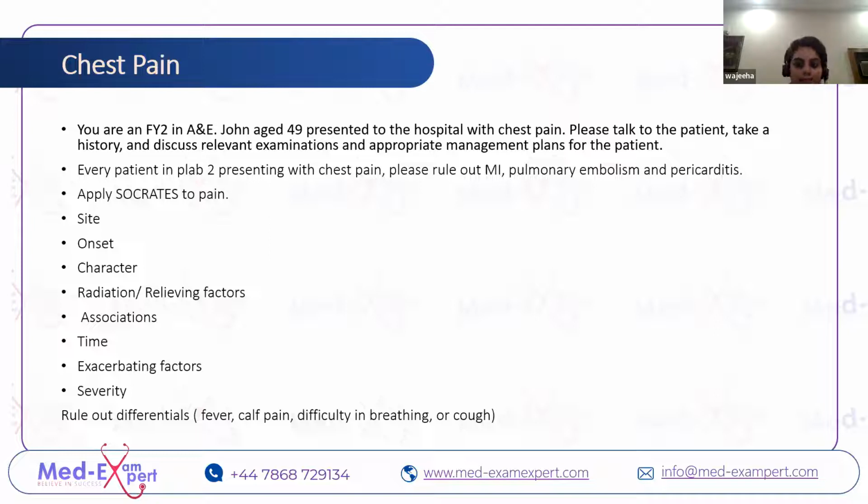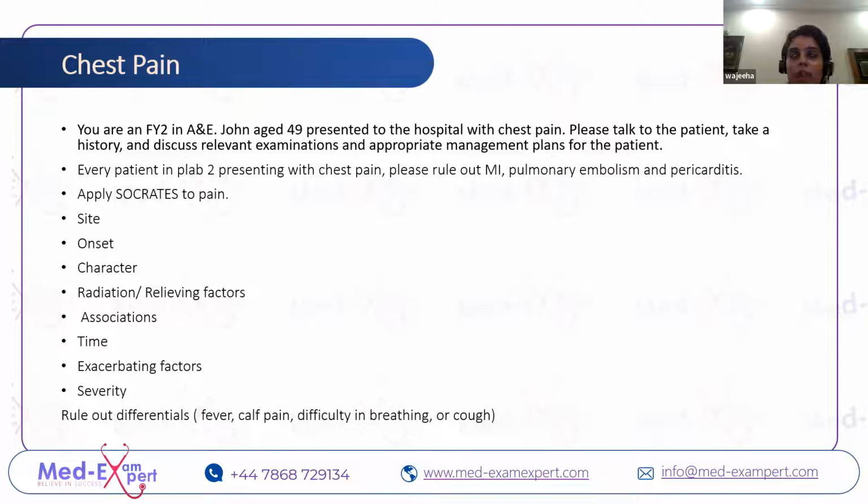So what we do is apply SOCRATES to the pain. Where exactly is the pain? When the patient tells you the site, it gives you a lot of information. It's right here in my chest. Usually, this is a differentiating point. If it's a diffuse kind of pain all over the chest, it's more likely to be musculoskeletal pain. But if it is more localized on the left side, it's more likely to be associated with an MI.